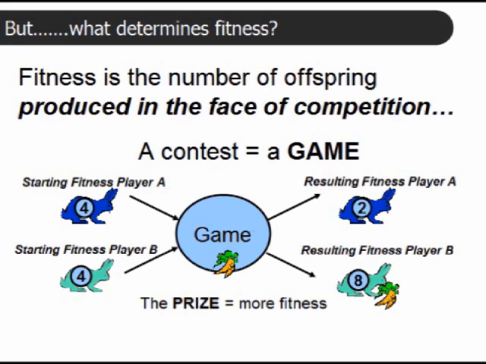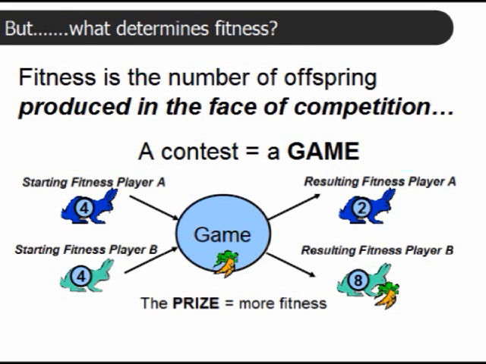For example, if 2 individual animals are fighting for some food and one animal gets the food, at the end of that contest, the animal that got the food is going to become more fit than the animal that lost the food. And this is the typical situation in most animal contests. Fitness is the number of offspring produced in the face of competition.